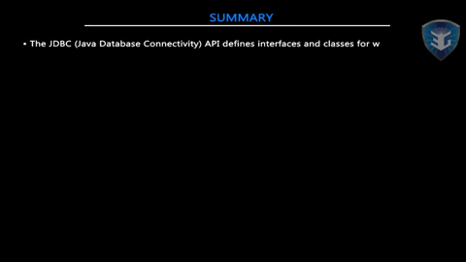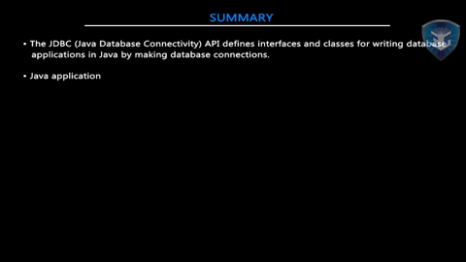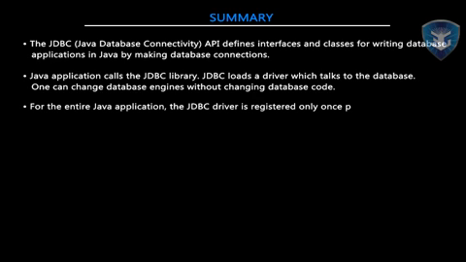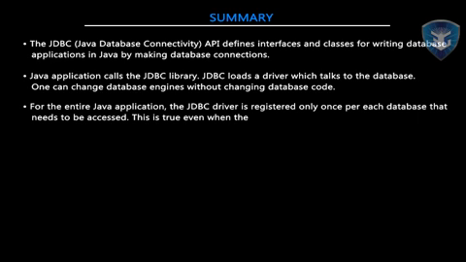Now, in the end, let us summarize what we have learned in this lecture. The JDBC, Java Database Connectivity API, defines interfaces and classes for writing database applications in Java by making database connections. A Java application calls the JDBC library. JDBC loads a driver which talks to the database. One can change database engines without changing database code. For the entire Java application, the JDBC driver is registered only once per each database that needs to be accessed. This is true even when there are multiple database connections to the same data server.